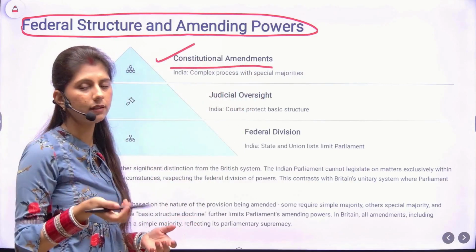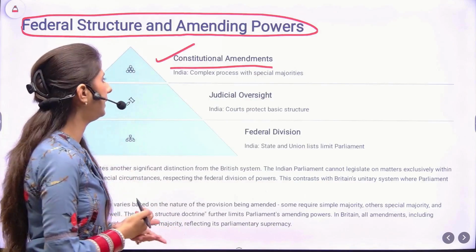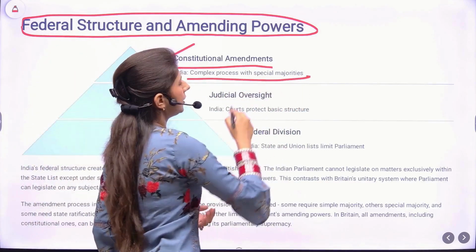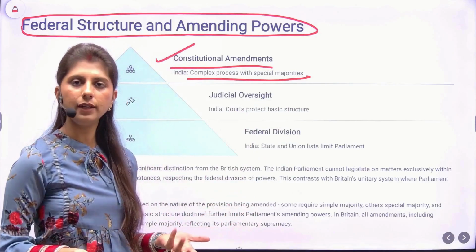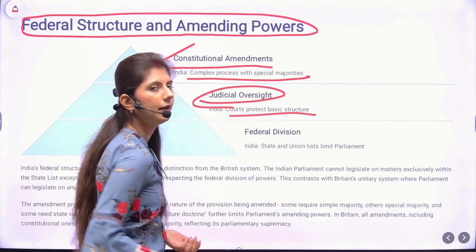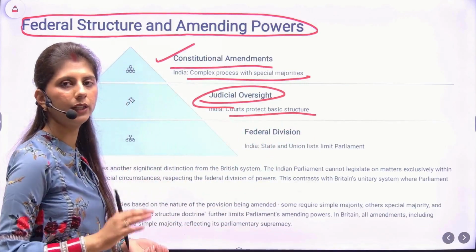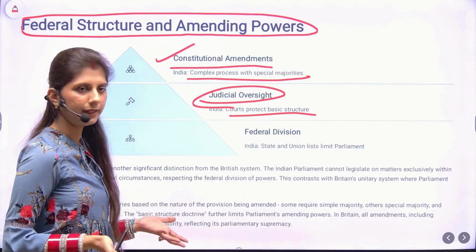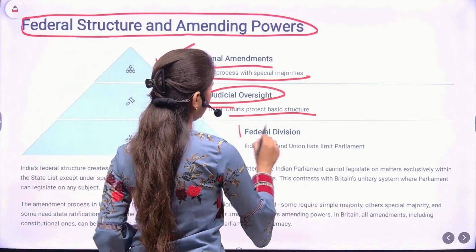As already discussed, India has a complex amending system. Special majority, simple majority, some even require states' ratification. In India, the courts protect the basic structure. Parliament cannot alter the basic structure. That is all about the basic structure doctrine.